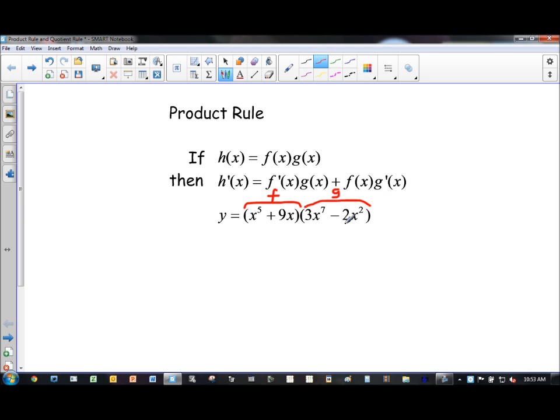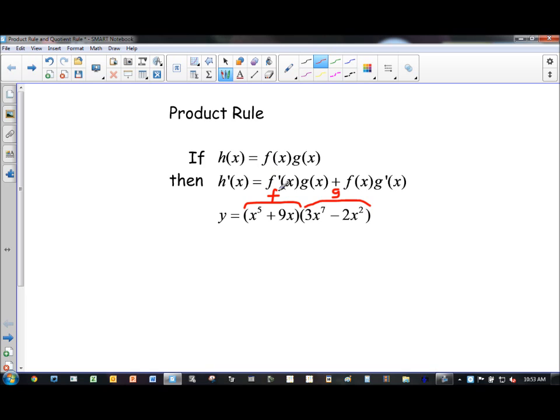And to take the derivative of this, I can't just take the derivative of f and multiply it by the derivative of g. That's going to get me some bad answers. So there is a rule that's in place. This rule has been proven, and if you want to see the proof of it, there is a separate video on that. So to find the derivative of this function, here's what I'm going to do.